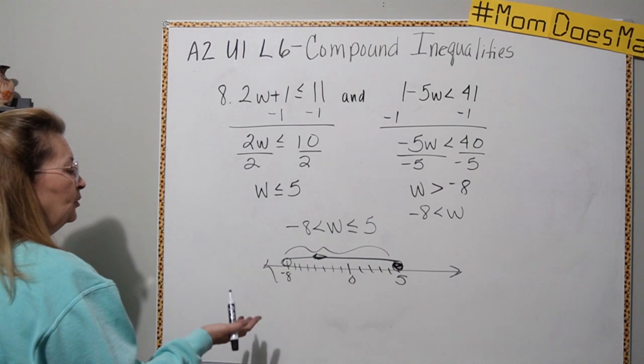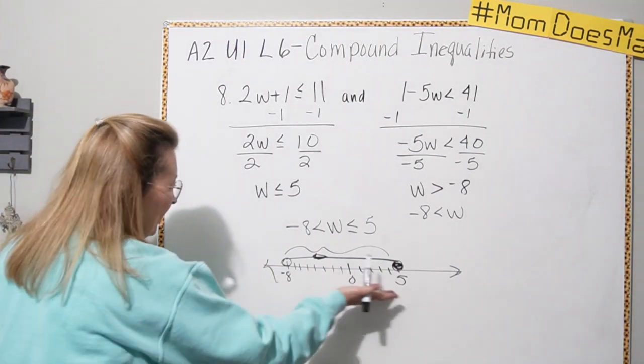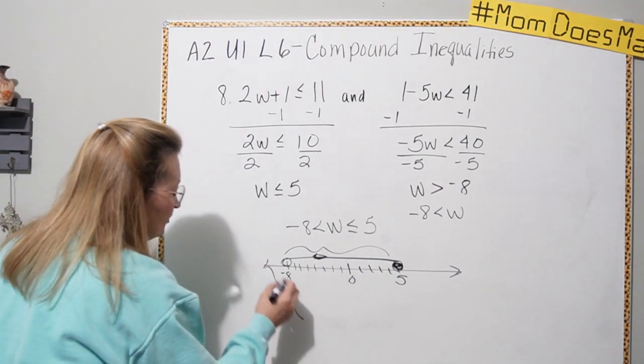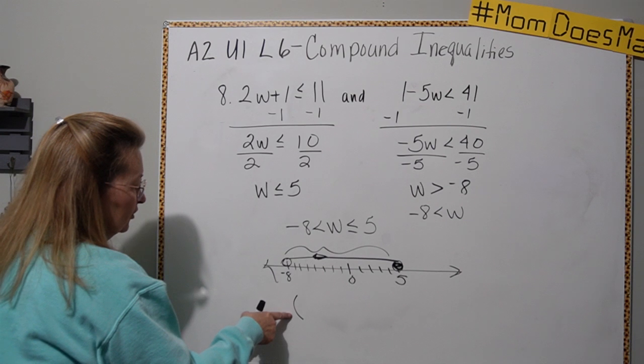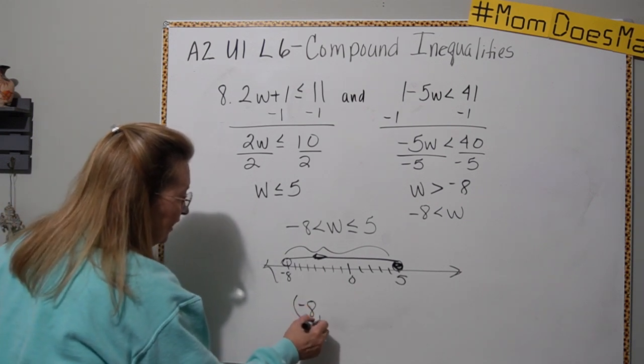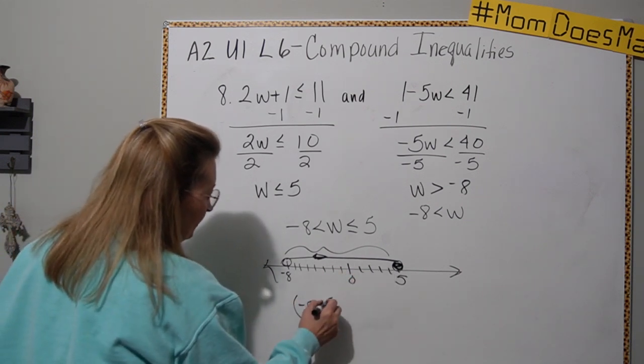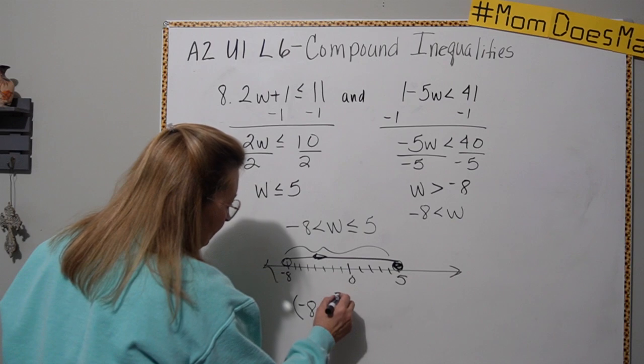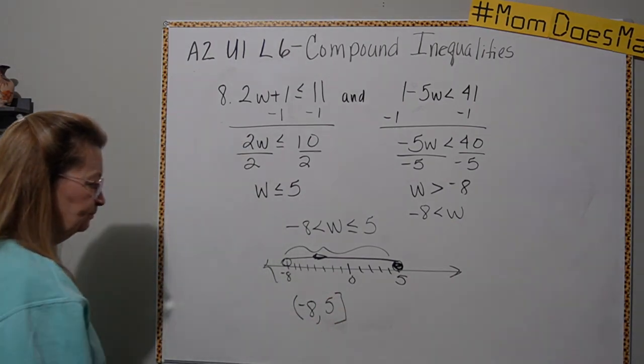Okay. Now to put this in interval notation, once you have the graph, it's even easier. So it's an open circle, you're going to need a parenthesis, negative 8, and closed dot will be 5. And that will be a bracket.